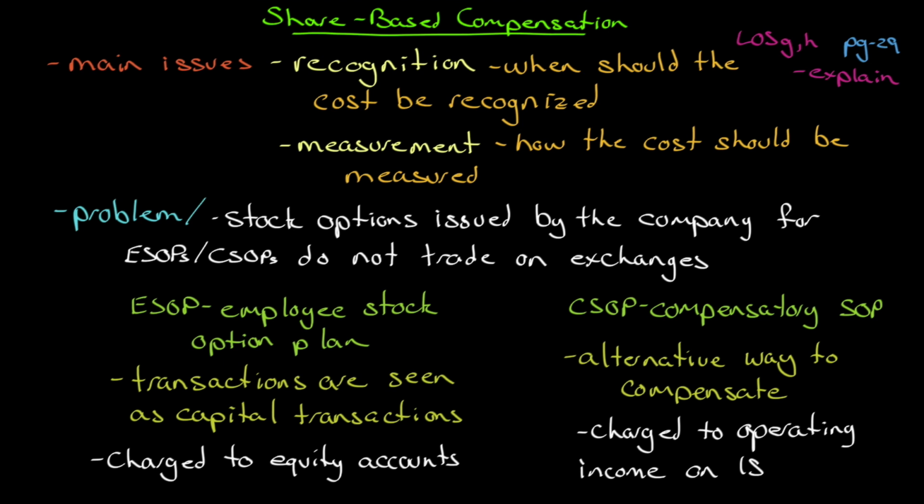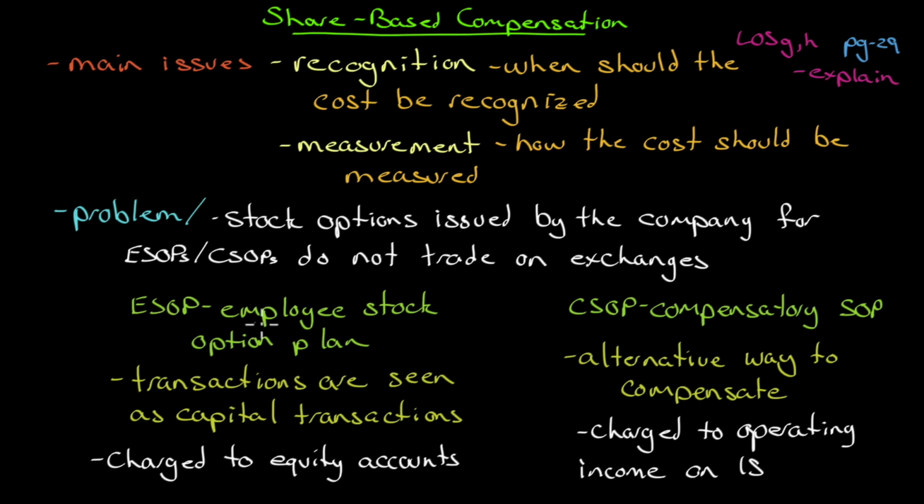Simple. If it's options, there is a difference between exchange-traded options and options issued by a company. Options issued by a company do not trade on an exchange. They are not separable. The ones issued by the company for either the employee stock option plans or the compensatory stock option plans do not trade on exchanges. And just a quick difference between the two.